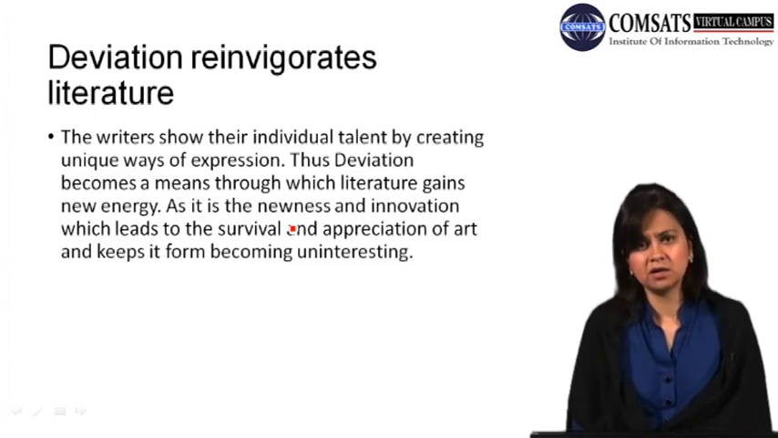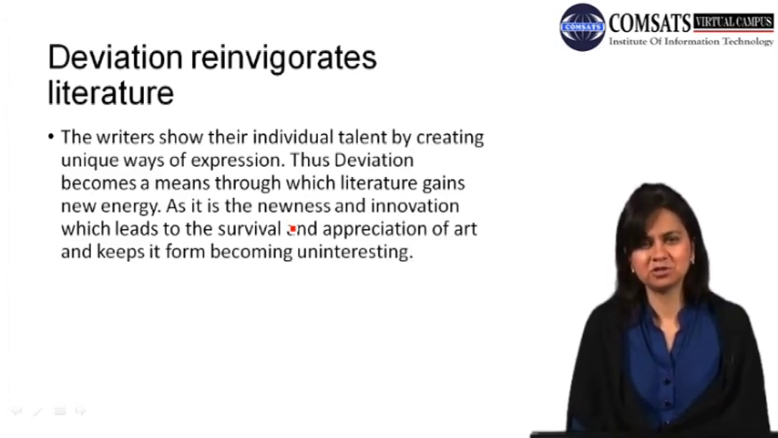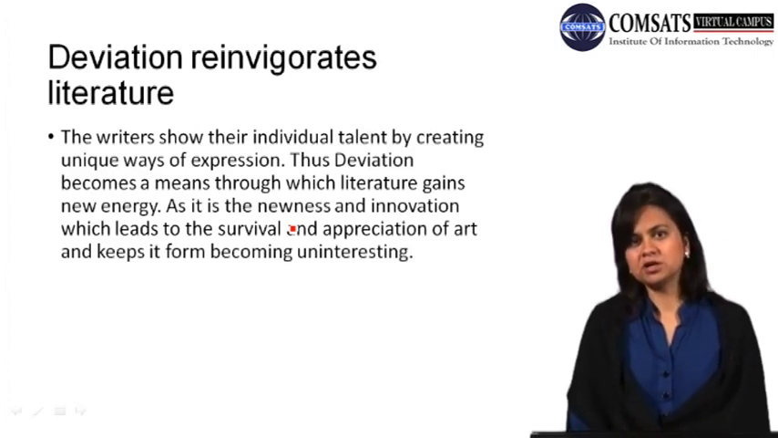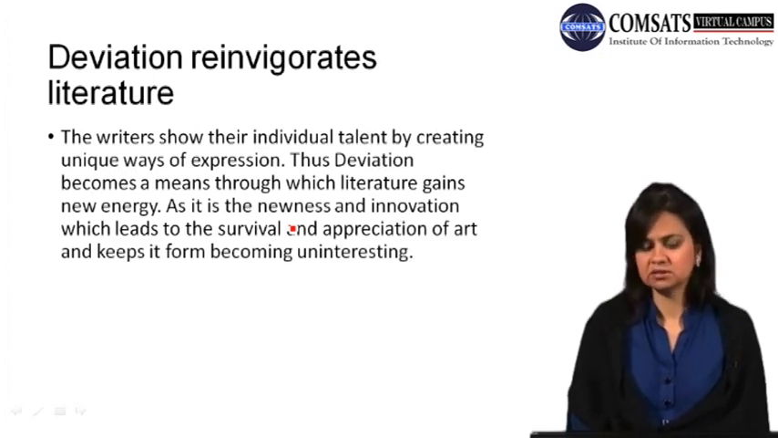Why is it so? It is because of the very fact that literature survives, sustains due to the innovation, due to the experimentation that it keeps on doing. So if literary artists do not experiment with their writing styles, if they do not deviate from the norms, they too might become a thing of the past. So the survival of literature depends on deviation, on innovation, on novelty. So the writers show their individual talent by creating unique ways of expression. Thus, deviation becomes a means through which literature gains new energy.